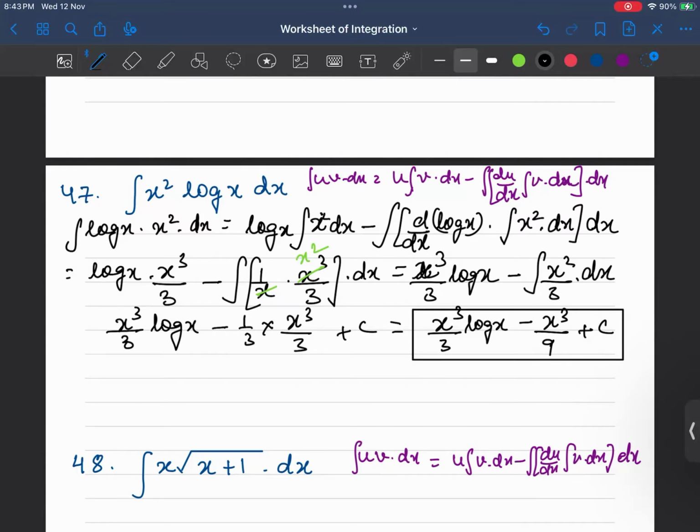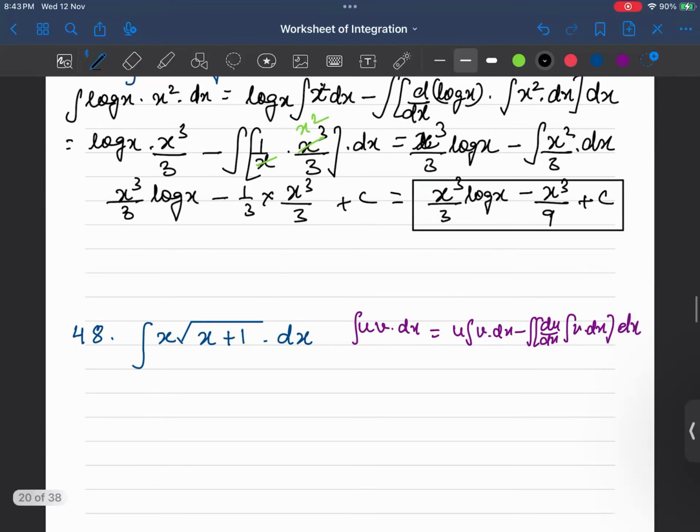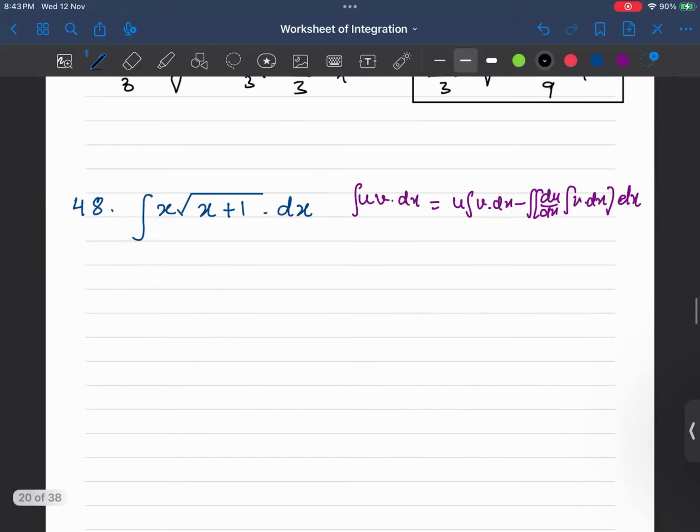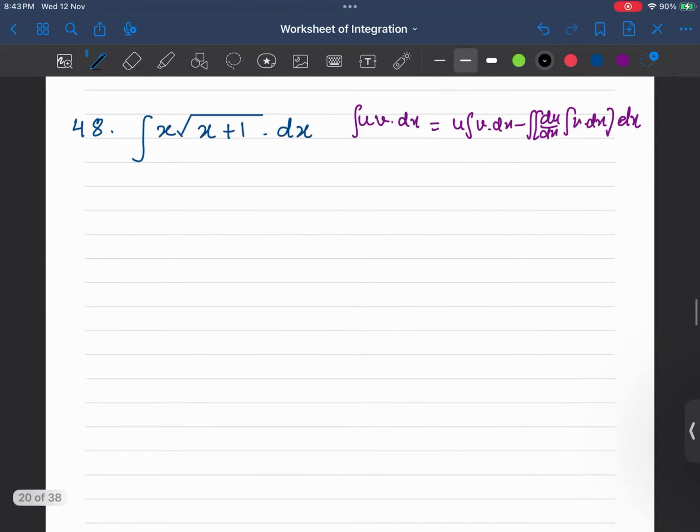Simple. Now let's try another one, for practice. We have to integrate x times root of x plus 1 dx. So very simple. Again, we are considering these two functions, and we can take any one of them as first, because both are algebraic.